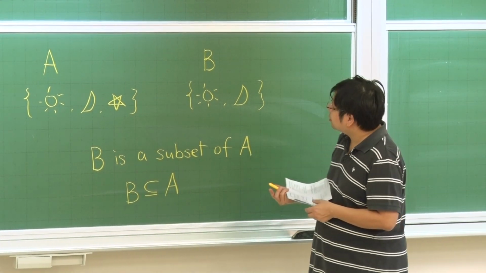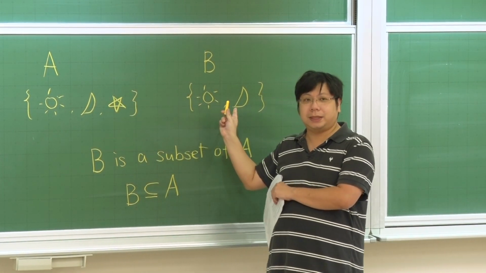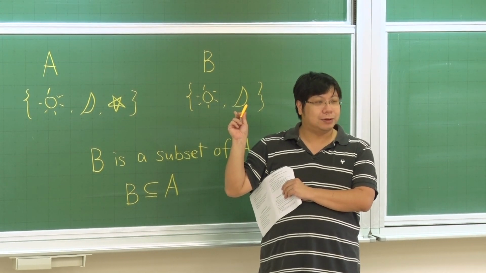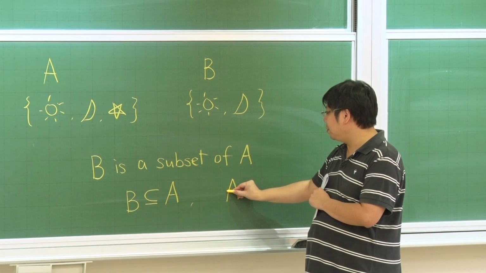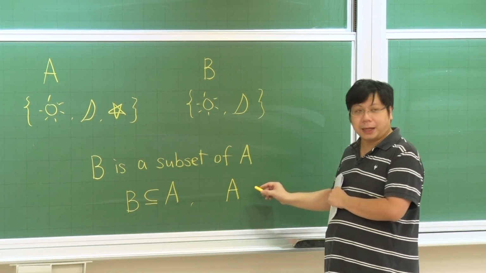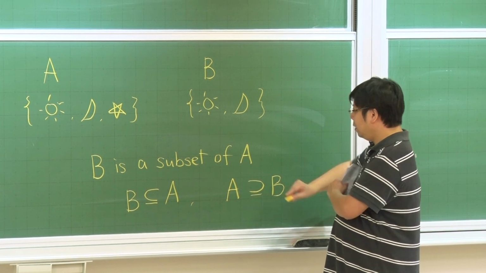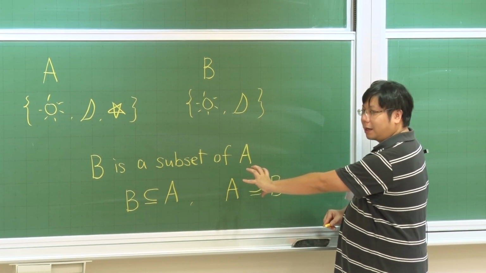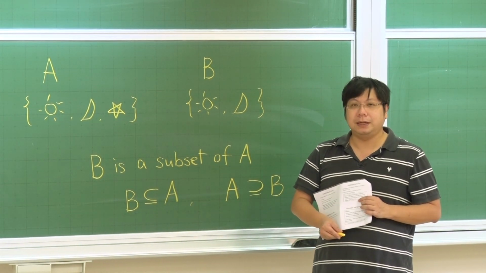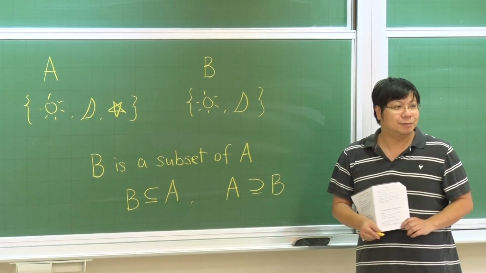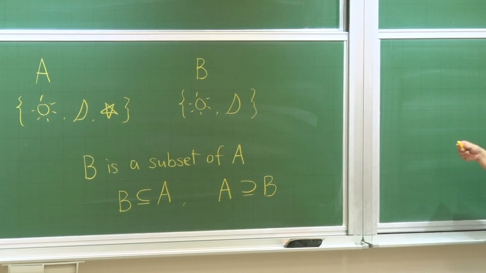So if you are interested, we can also call A a superset of B. Okay? And in that sense, sometimes we write A something like this. So A can contain everything of B. So A is a superset of B, and B is a subset of A. Is that okay? Okay.